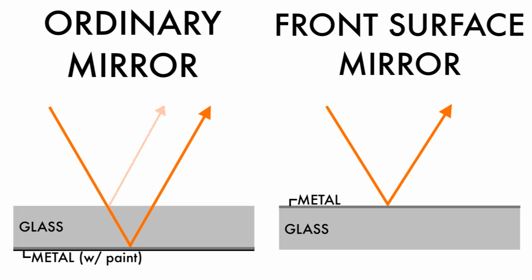These issues are avoided with the front surface mirror, where the reflective layer is on top. Optical instruments use these mirrors, which you can find in small sizes fairly cheaply on eBay. Of course, beware that their metal surfaces can easily be scratched.